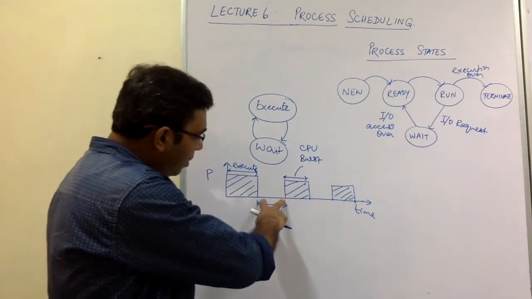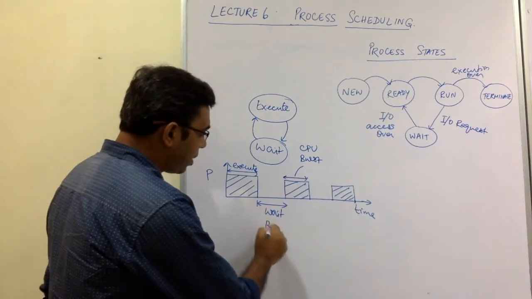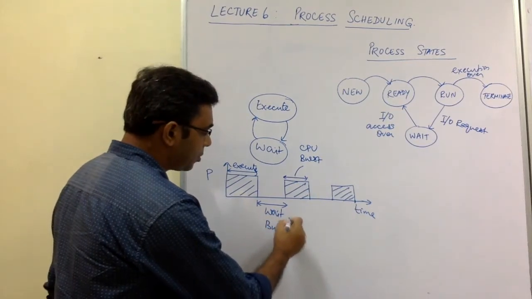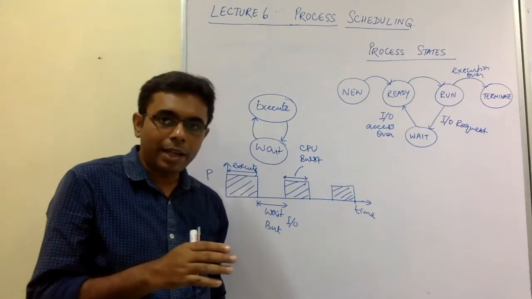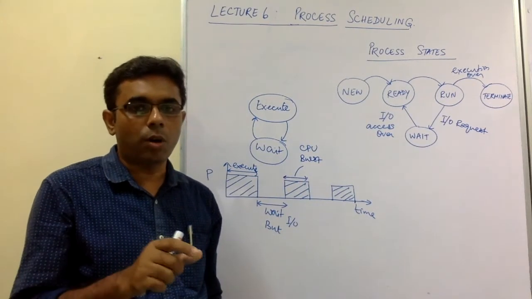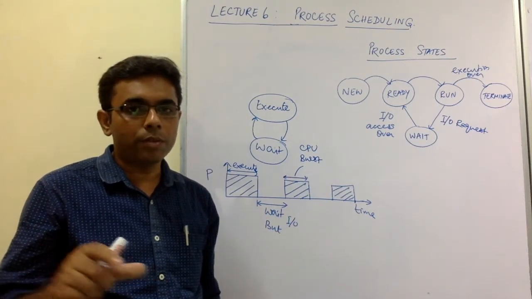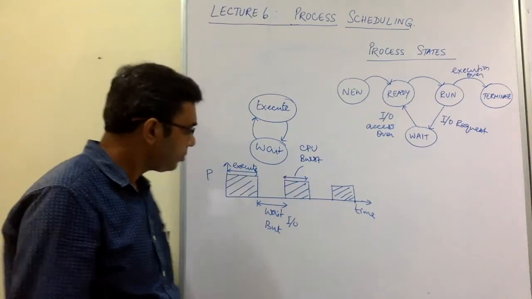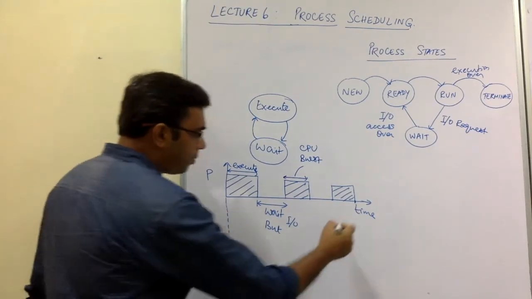And the time duration during which the process was waiting, we call a wait burst or an IO burst, because the wait was due to IO. So overall, the entire life cycle of a process consists of a number of wait bursts and a number of CPU bursts. And what is the total time duration of this process?